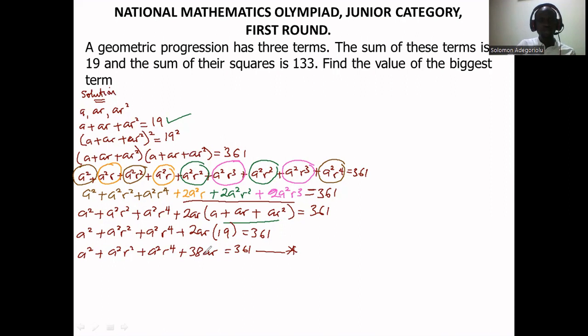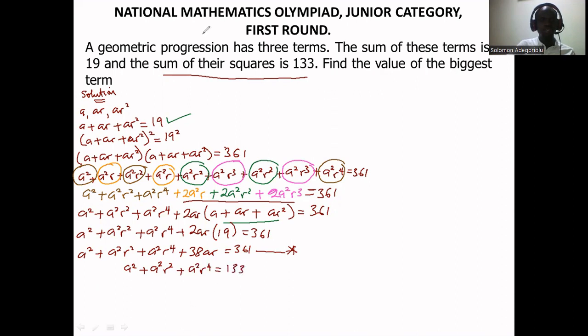Okay, now we go back to the question. The next step is this. The sum of their squares is 133. That means we're going to square each of these terms. Squaring each of those terms, that will give us A squared plus A squared R squared plus A squared R raised to power 4, and the result is 133.